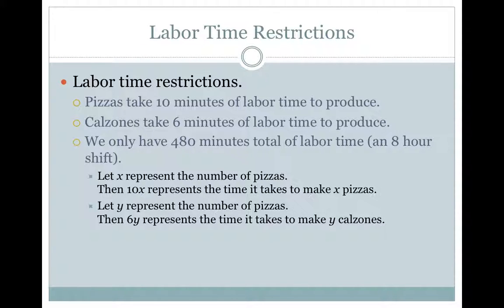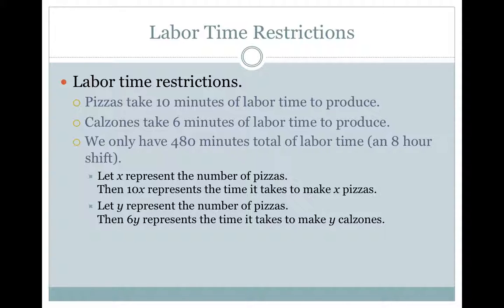We know that the pizzas take about 10 minutes of labor time to produce. Calzones take 6 minutes. What we'd like to do is come up with a formula that represents this so that we can use Excel. We're going to let X represent the number of mini pizzas. So when we multiply 10 and X, 10 is how much time it takes for each pizza to be made, so 10 times X is the amount of time it takes to make X pizzas, whatever X is. For example, if X is 5 and it took 10 minutes each, then 5 times 10 is 50. So it would take you 50 minutes to make 5 pizzas.